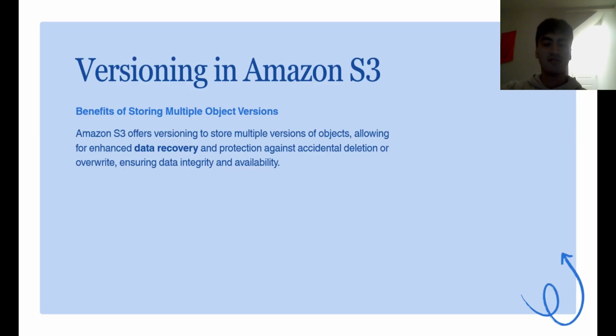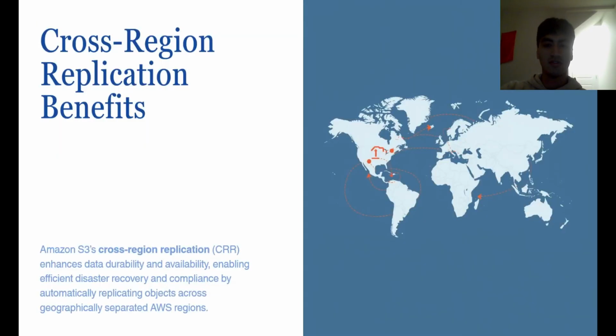Next, let's discuss versioning. Versioning allows S3 to keep multiple versions of the same object. If a file is accidentally deleted or overwritten, you can easily restore a previous version. This feature increases reliability and helps prevent data loss caused by human error or software issues.